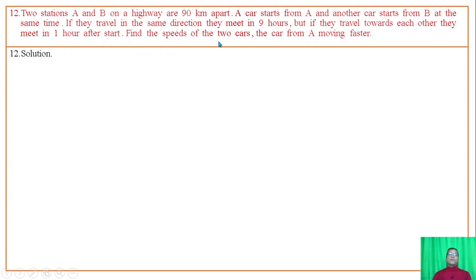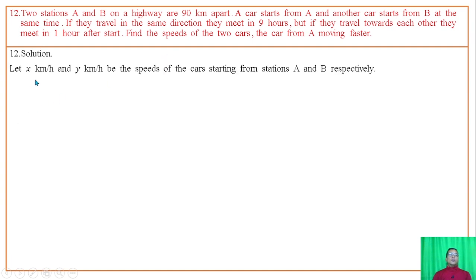Find the speeds of the two cars. The car from A is moving faster. Let x km/h and y km/h be the speeds of the cars starting from stations A and B respectively. Then x is greater than y.